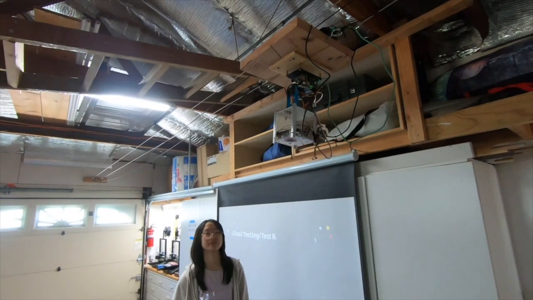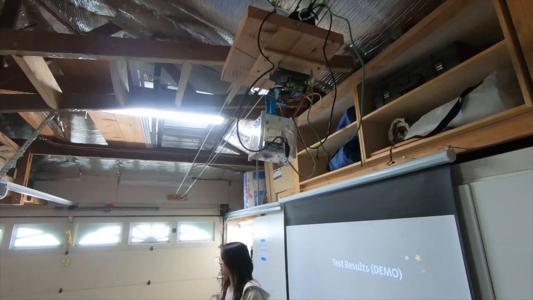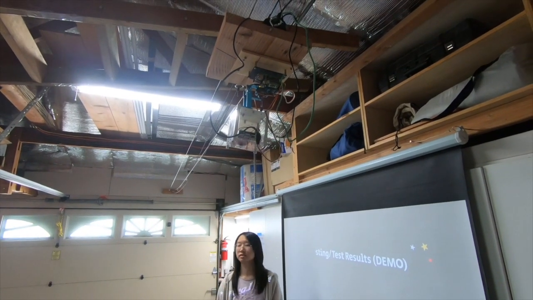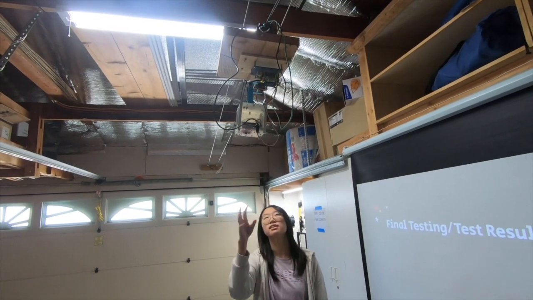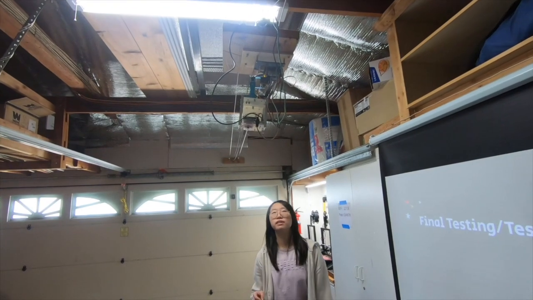So right now the CubeSat is moving in the latitude direction. It's also moving in the longitude direction. The CubeSat arm is moving to help position it to take photos.